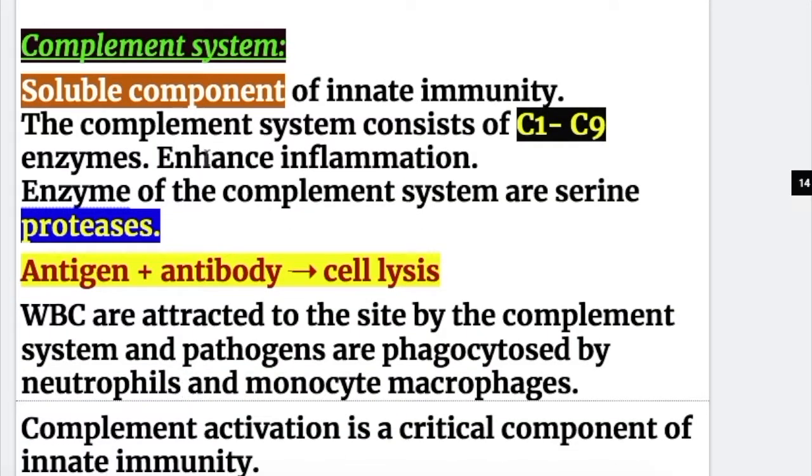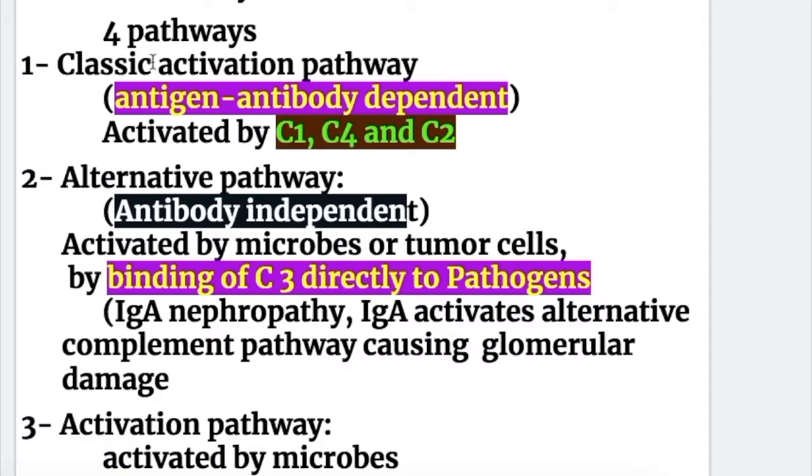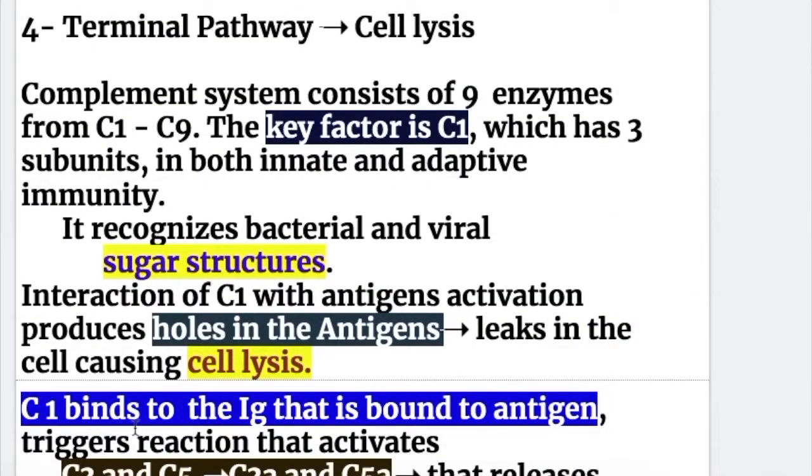So complement is a system of soluble proteins of innate immunity that has serine protease. When antigen combines with antibody, the complement attaches to this antibody, and that attracts the WBCs, and pathogens are phagocytosed by neutrophils, monocytes and macrophages. There are 4 pathways. Number 1, classical activation pathway, antigen-antibody dependent. Alternative pathway, antigen independent. Activation pathway, activated by microbes. And the 4th pathway is a combination of the 3 that leads to cell lysis.